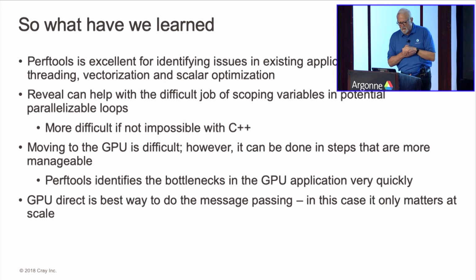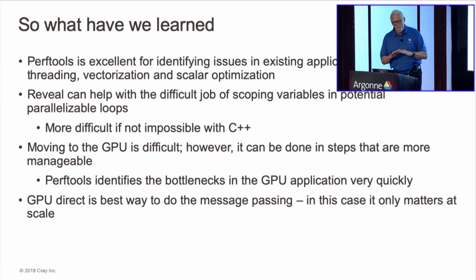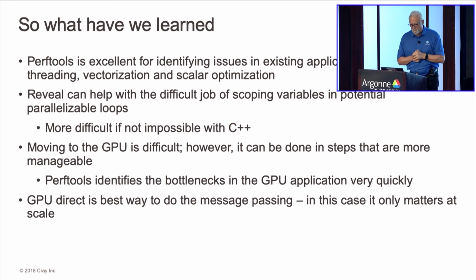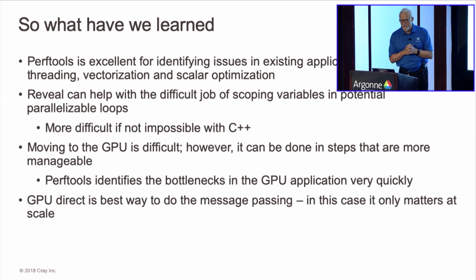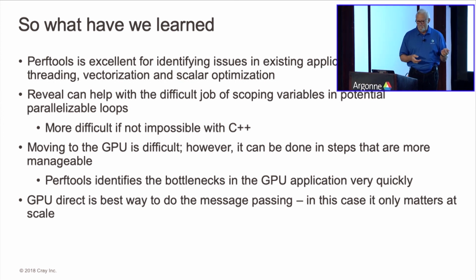Okay, so what have we learned? Perftools is excellent. And Levesque always runs over. Reveal can really help, but don't try to use it with C++. Moving to the GPU is difficult. However, it can be done as steps where it's much more manageable. And GPU direct is the best way to do message passing at scale.